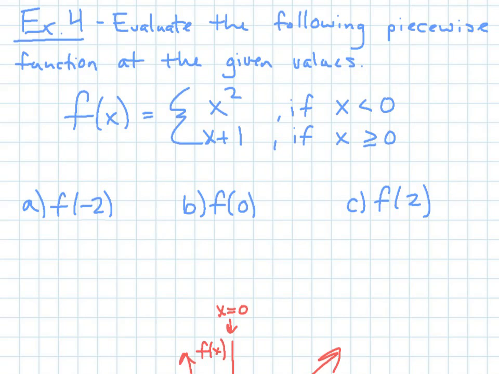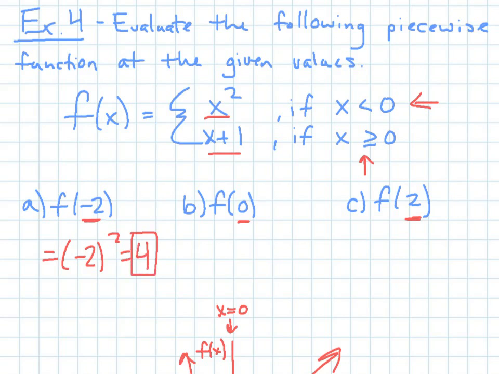To evaluate that, we need to identify where the x values lie in the intervals, and then we use the correct function in that domain to plug in our value. So if it's -2, then that's less than 0, so that would be this one. Then I would do -2 squared, so that gives me 4.